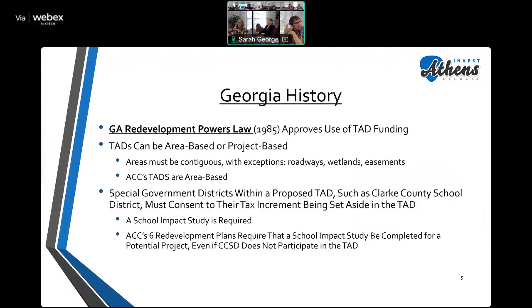Yeah, and the malls are kind of the same way, right? It's pay-go. Other communities sometimes will do a bond up front based on the estimated increment.